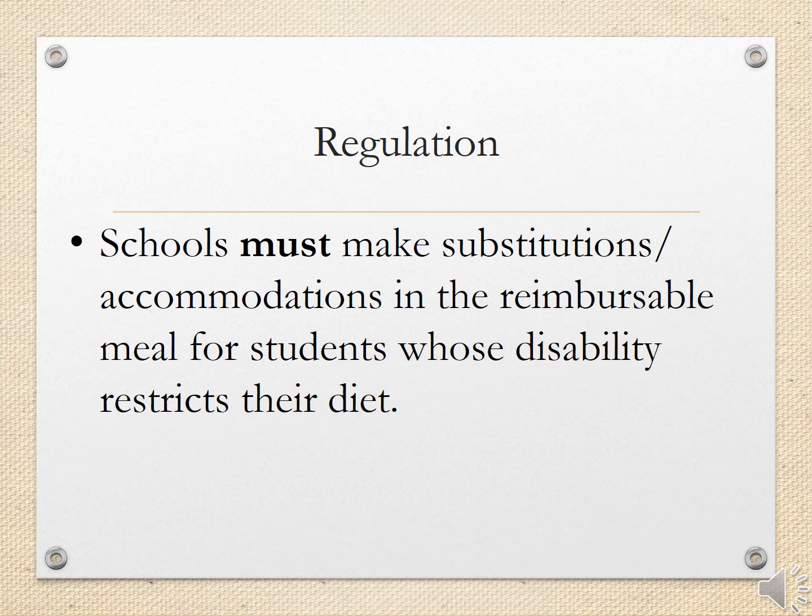The basic intent of statute and regulations is to ensure that children with disabilities have access to program benefits. In the case of school nutrition programs, this means that substitutions to the reimbursable meal must be made for children who are unable to eat at school because of their disabilities. So the word substitution is used because, for the most part, accommodations under the school meal programs will involve replacing one food with another, although this will not always be the case.